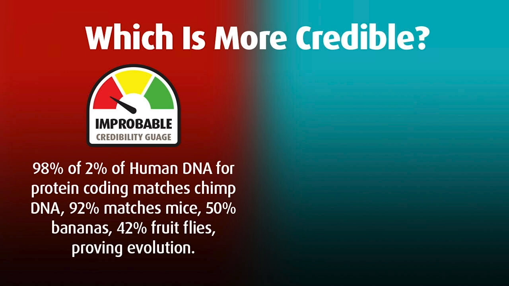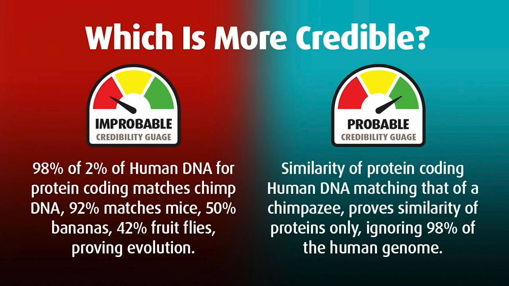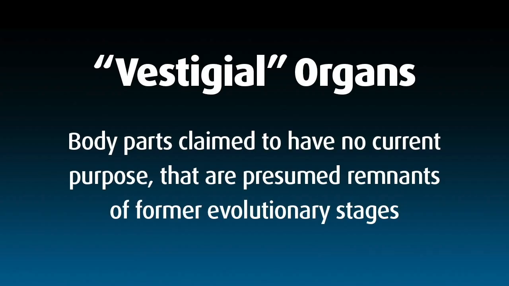98% of the 2% of human DNA for protein encoding matches chimp DNA, 92% matches mice, 50% matches bananas, 42% matches fruit flies, proving evolution, or similarity of protein encoding human DNA matching that of chimpanzees proves similarity of proteins only, ignoring the 98% of the human genome. Let's talk about vestigial organs.